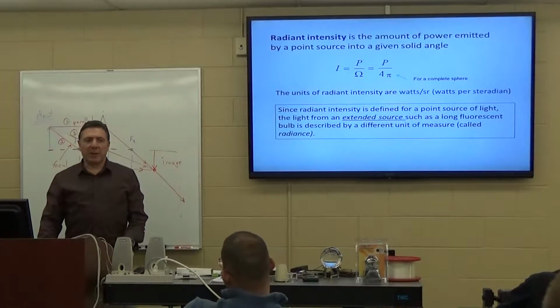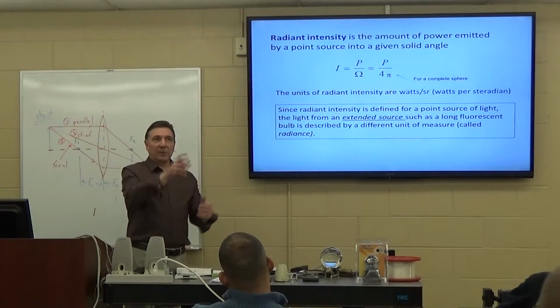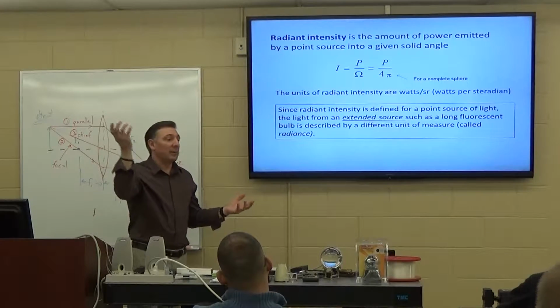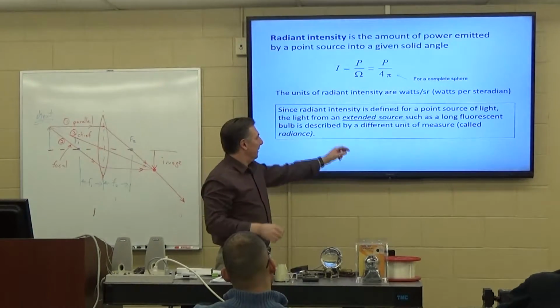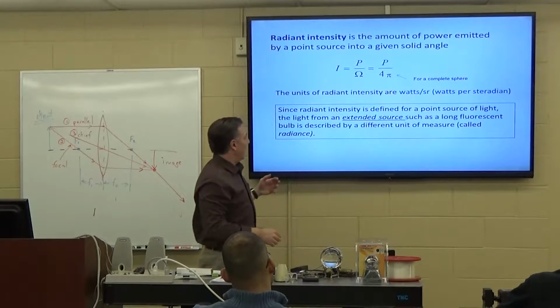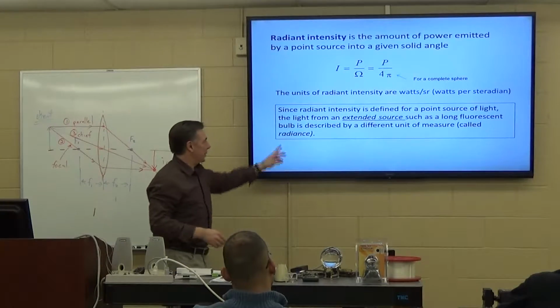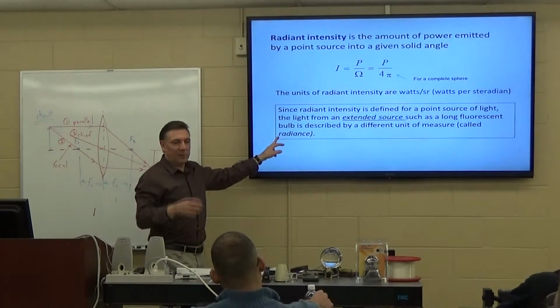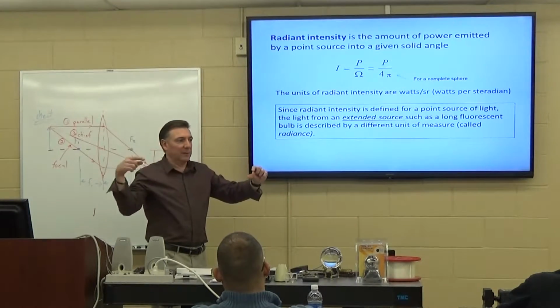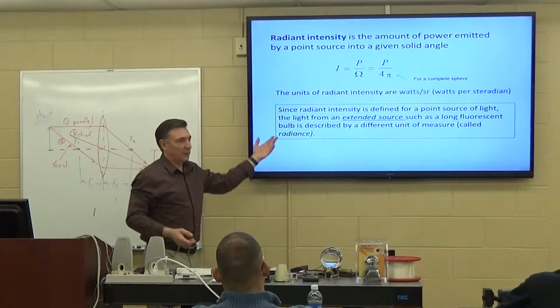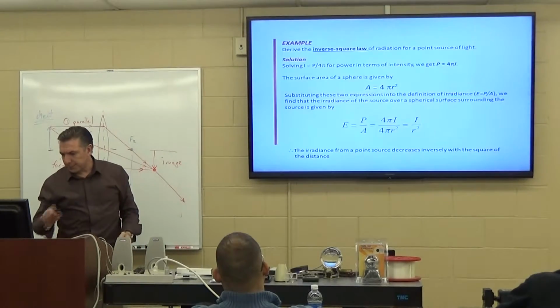There's another type of light source. Not all light sources are round. Sometimes you have fluorescent bulbs, and you have to calculate how much light is being given off by that a little differently. That's called an extended source. And we actually call that unit radiance, how much power, again, by the surface area of a cylinder, I guess, if you're talking about a fluorescent bulb.